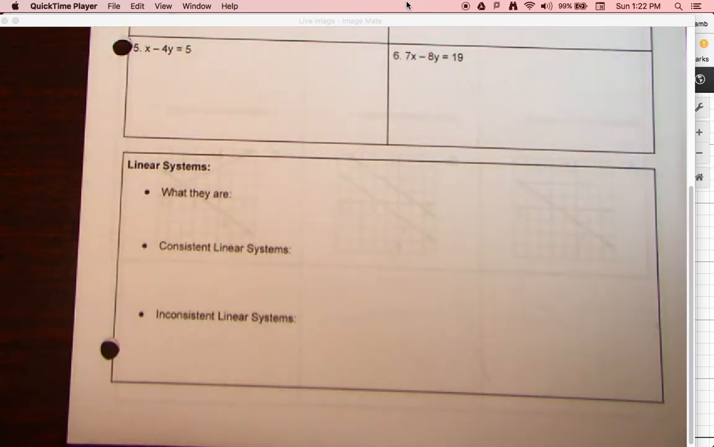Hi everyone, just a quick video to talk to you about linear systems. This is something that you covered last year in Algebra 2.